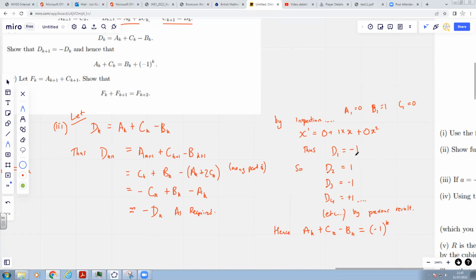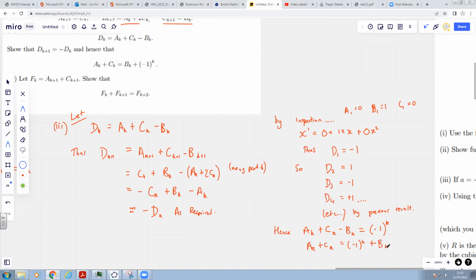When k is 1, that's going to give us a minus 1. When k is 2, it's going to give us a positive 1. When k is 3, it's going to give us a negative 1 again, and so on and so forth. That's the way we generate the sequence minus 1, plus 1, minus 1, plus 1. So it stands to reason now, and hence I can just derive the result by adding the BK to the other side.